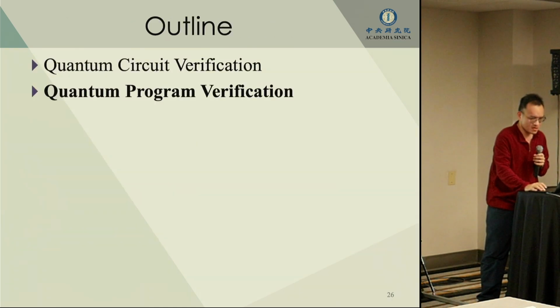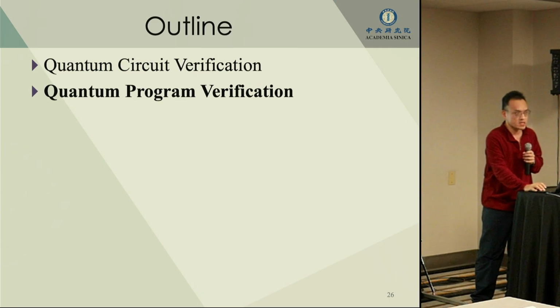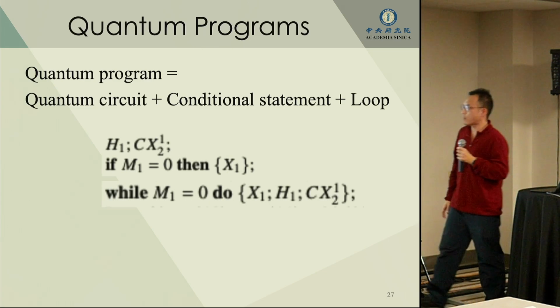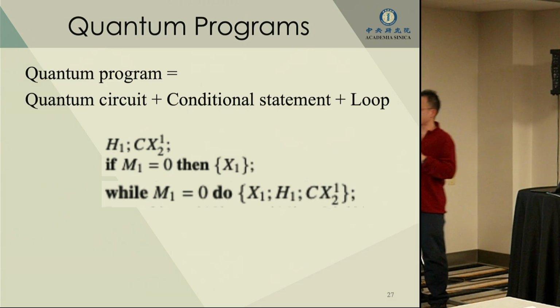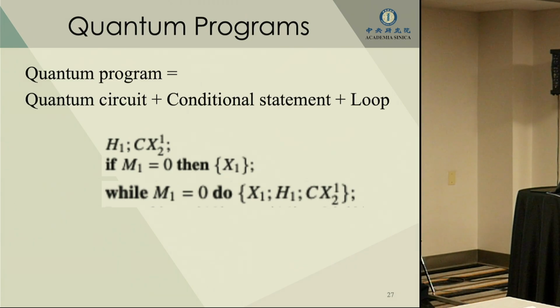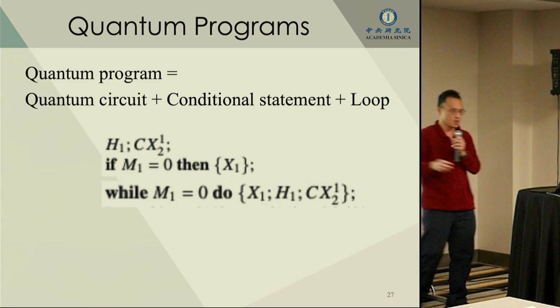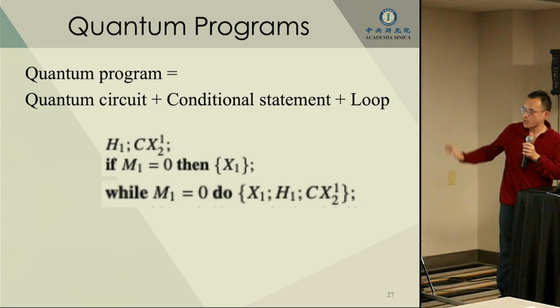Okay, the last thing, quantum program verification. This is in TACAS this year. So previously we had quantum circuits, but in a quantum program we also have branch statements and then loop statements. In this branch statement, it says that if the measured value of the first qubit is 0, then I execute this branch body, and the same for loop. If the measurement value is 0, then I can execute this loop body. I will show you how we handle this.